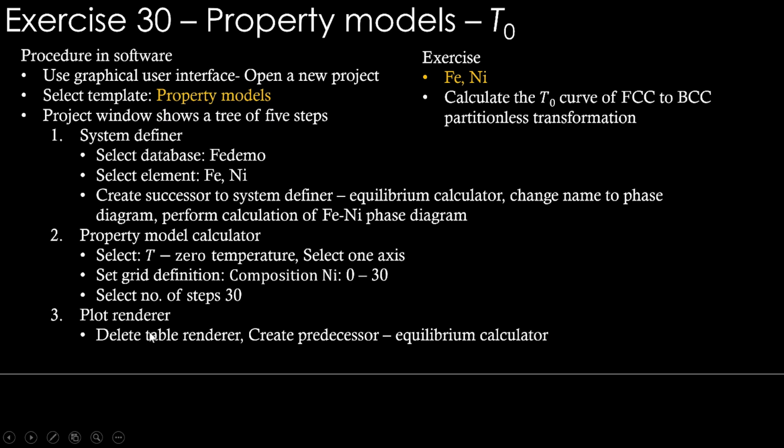And then in the plot renderer stage, there will be one more step. We will delete that step. This is not required for this particular calculation. Delete the table renderer and create a predecessor, and then attach the equilibrium calculator to that. The phase diagram step, which we named for the equilibrium calculator, you can attach to this plot renderer, so that we will see both T0 and the phase diagram in one diagram. Otherwise, only T0 can also be plotted if we skip this phase diagram step. To better understand this, we are putting the phase diagram along with this. If you are a bit confused, let's see how to do that actually, then you will get it.